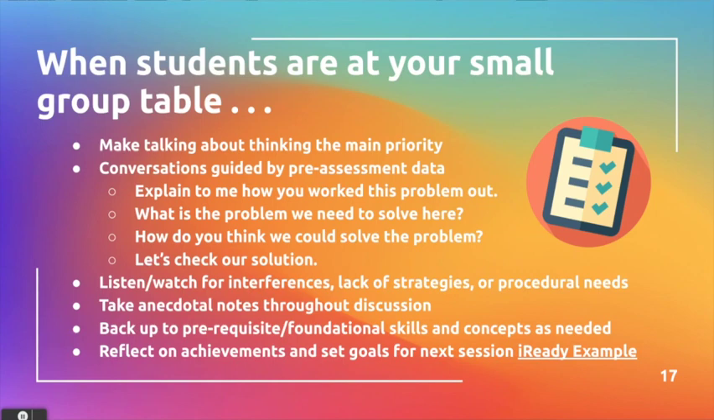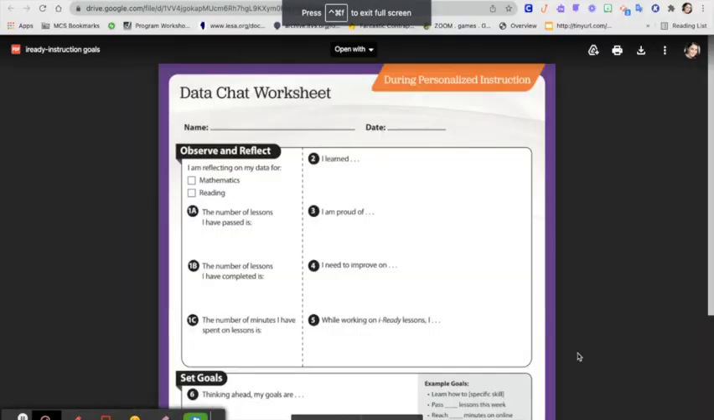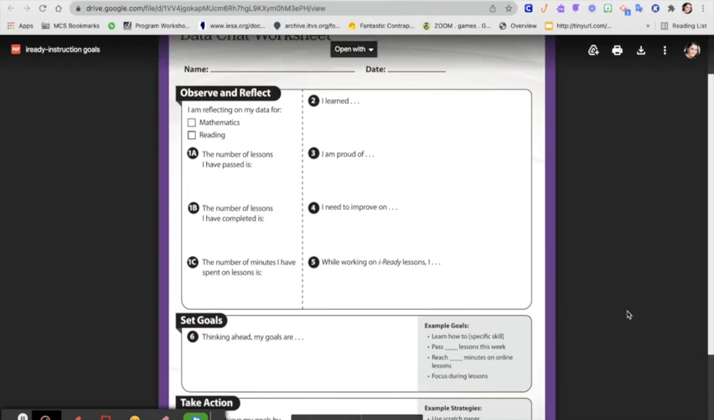Focus in on that, and then set goals together for the next session, and really think about setting a goal for the next session that's a small step that's attainable. I like this example from iReady, and it's focused on iReady instructional goals, but I think you could take something like this and adjust it for your own classroom needs as well.